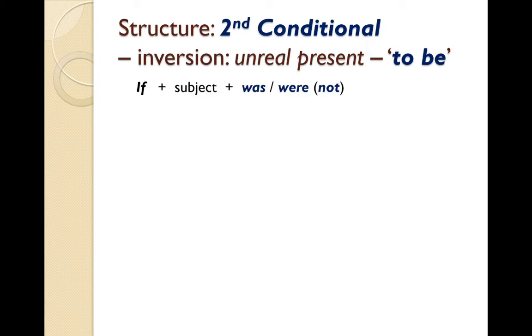So in a normal conditional if clause, we have if plus the subject and then was or were, or not if it's negative. Now for inversion, we remove if and we invert the verb to be and the subject. So instead of I was or I were, you would say were I, or were I not if it's negative. Now in inversion, we don't use was because inversion is a formal structure and was would be less formal. So stick to were.